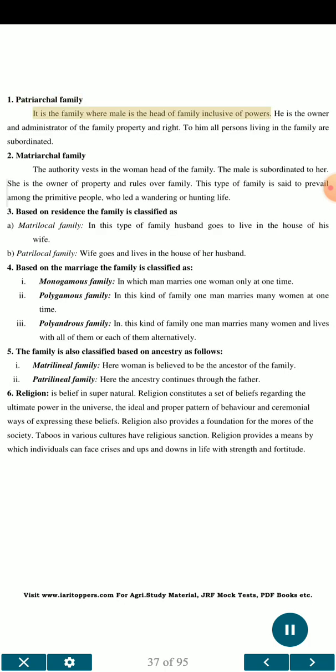1. Patriarchal family. It is the family where the male is the head of the family, inclusive of powers. He is the owner and administrator of the family property and rights. To him all persons living in the family are subordinated.